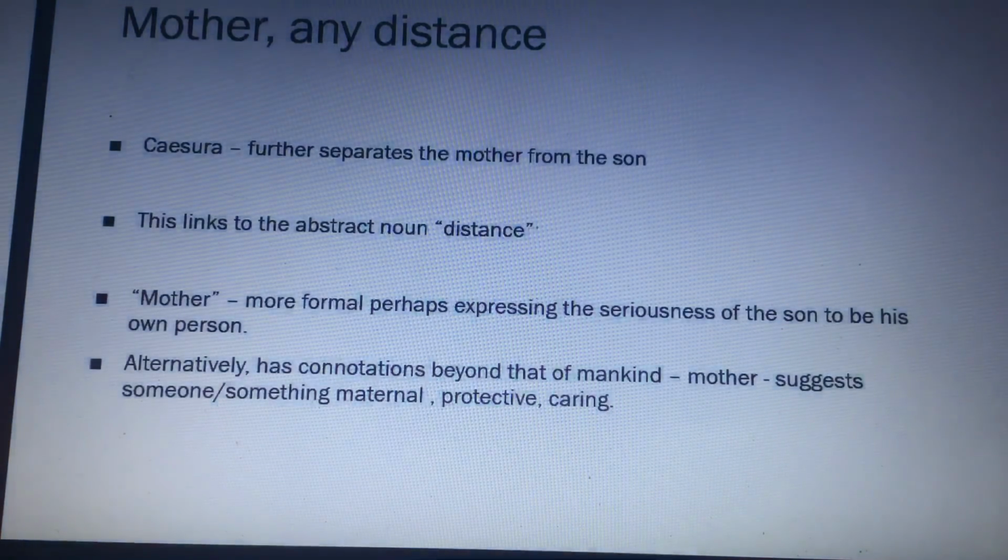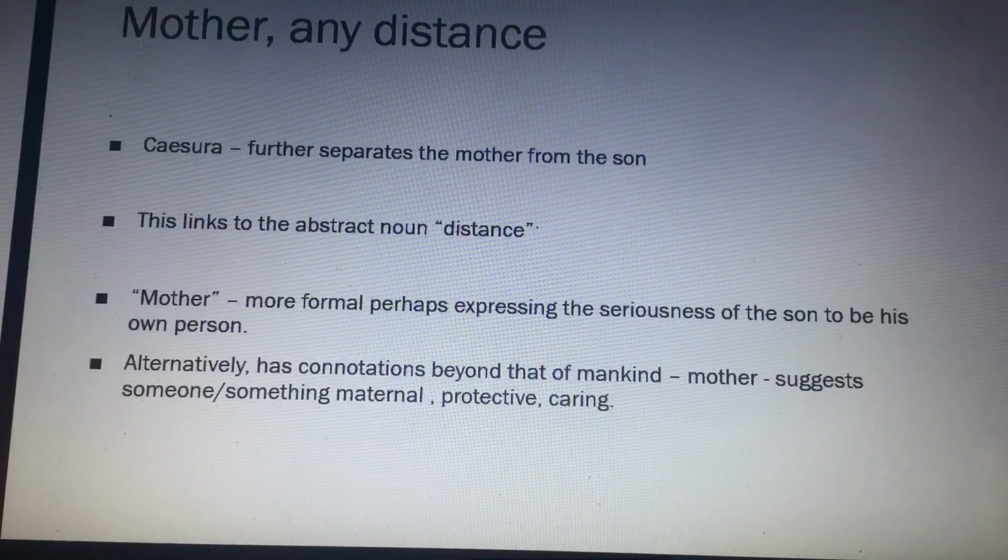Mother, Any Distance then. If you look at the title, you can see that the caesura after the word mother separates the mother from the son, and this essentially foreshadows the entire poem. So that is actually an important piece of punctuation, and I suppose it links to the abstract noun distance. The word mother is formal. I don't go around saying mother, I say mum. I don't know that many people use that word, so it's more formal, and perhaps there's a seriousness there.